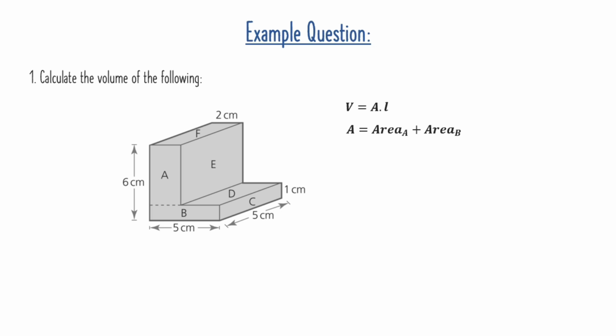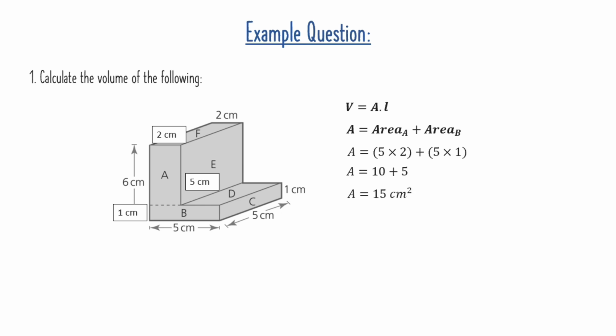Now let's look at rectangle A. What is the length and the breadth of rectangle A? The breadth will be 2 centimeters and the length 5 centimeters. Therefore, the area of rectangle A will be 5 times 2. Let's look at rectangle B. The length of rectangle B is 5 and the breadth is 1 centimeter. So the area of rectangle B will be 5 times 1. We then combine these two areas, 5 times 2 and 5 times 1. That is 10 plus 5, and then the total area of the base is 15 square centimeters.